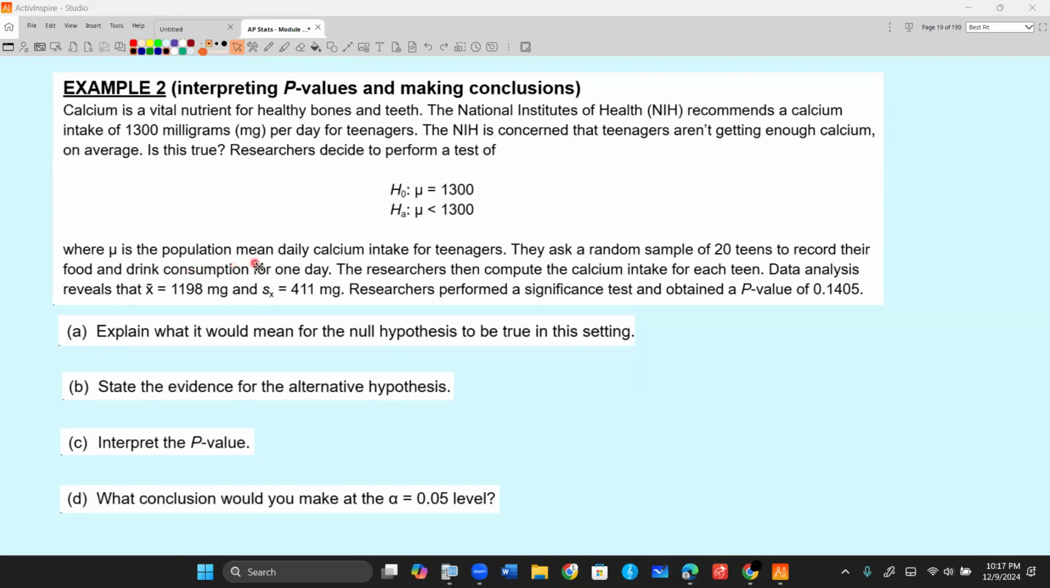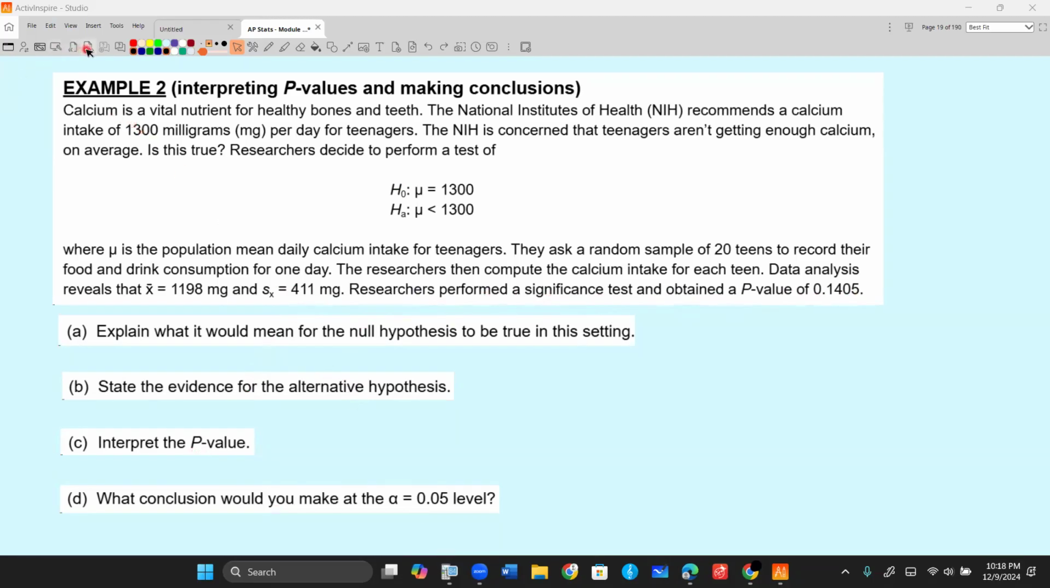So mu is the population mean daily calcium intake for teenagers. They ask a random sample of 20 teens to record their food and drink consumption for one day. The researchers then compute the calcium intake for each teen. Data analysis reveals that the sample mean is 1,198 milligrams, and the sample standard deviation is 411 milligrams. Researchers performed a significance test and obtained a p-value of 0.1405. We have a few questions to answer with that. First, explain what it would mean for the null hypothesis to be true in this setting. Then part B, state the evidence for the alternative hypothesis. Part C, interpret the p-value. And part D, what conclusion would you make at the alpha equals 0.05 level?